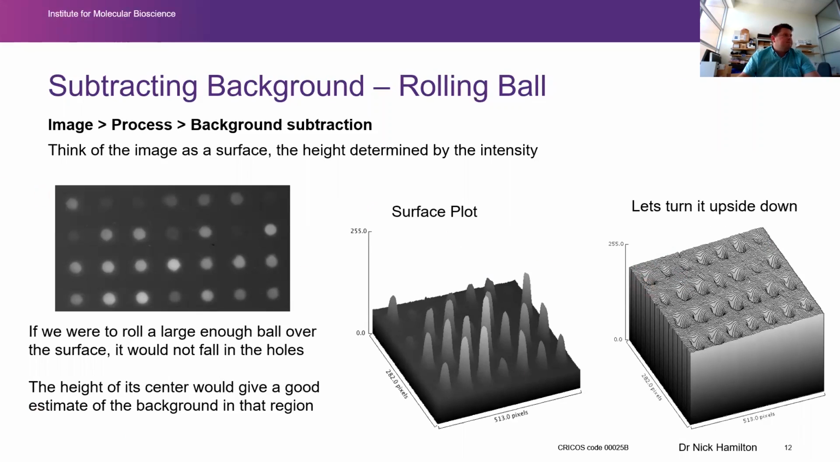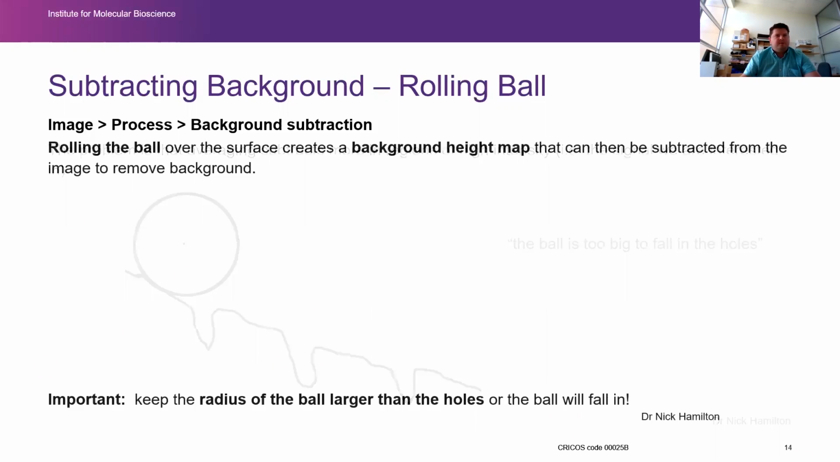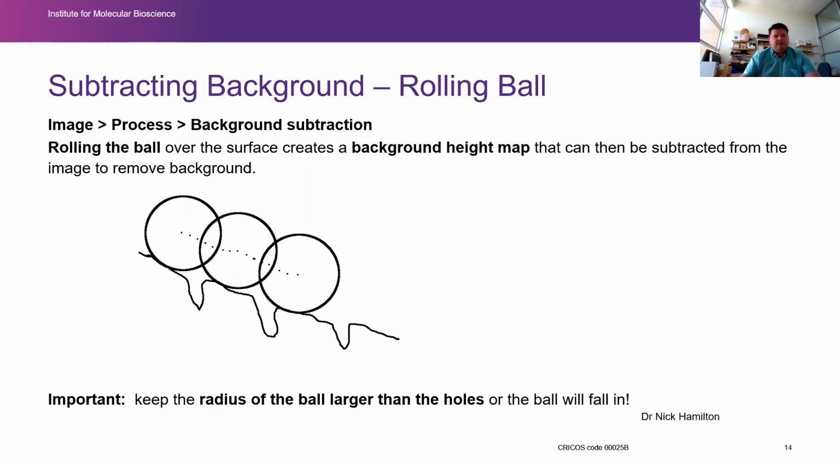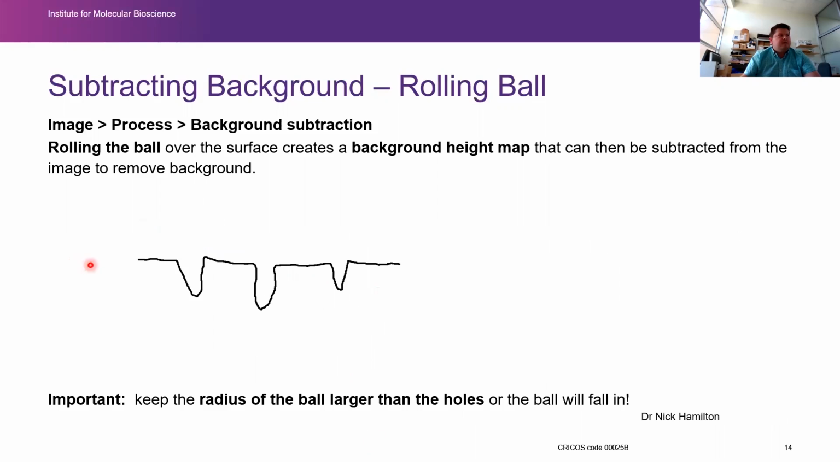And so what do I mean by that? Well, if we imagine just one line of pixels, and we've got this ball of a defined radius, it will roll across the surface and we get what this change is. And then we can correct against that change and normalize the curve. So the important thing is that the radius of the ball is larger than the holes. And by holes, I mean the objects that you're interested in.